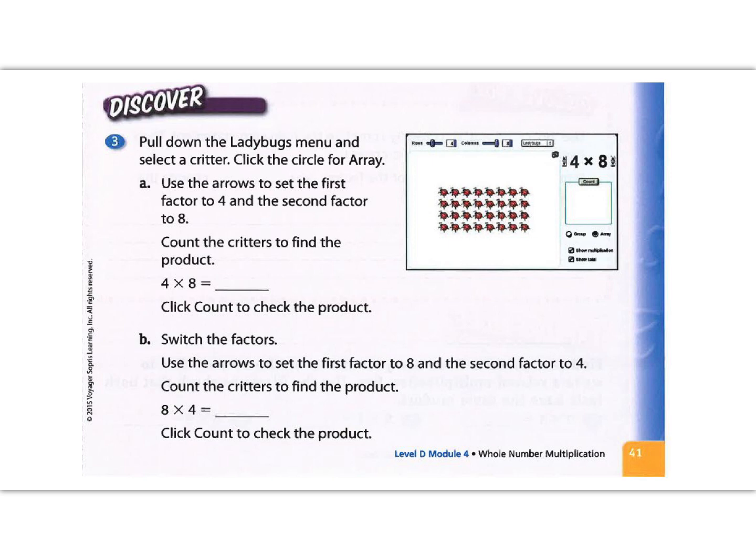Okay, so when you get to your Gizmos, make sure that you're on page 41. You're going to follow along on the Counting Critters and follow the directions. So for example, number 3 says pull down the ladybug's menu and select a critter. Click the circle for array. It's tiny on here, but there's a little circle for array, and then you count your critters where it says ladybugs. Okay, and then follow all the directions and fill it in.